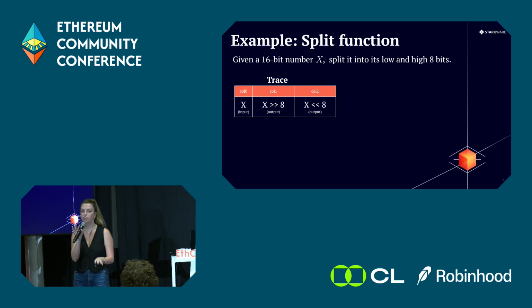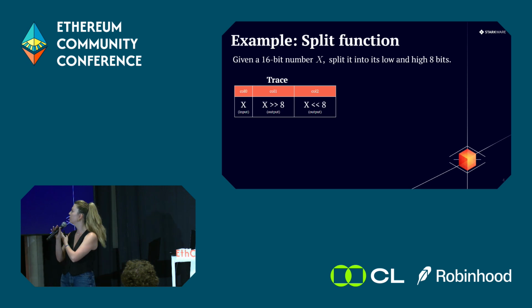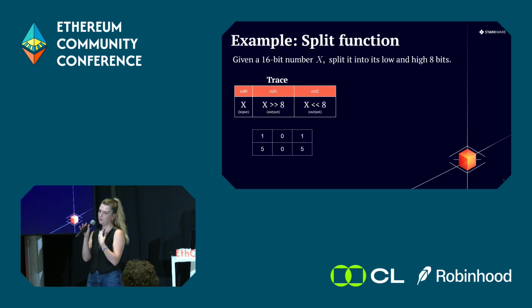Anyway, I just want to mention that this is only the recipe. In the trace, the prover writes down the actual values. So if I needed to calculate the split function on the value 1, I would write in the trace, or rather Stwo, the prover, would write 1, then 0, and then 1. And if later I needed to calculate the split function on the value 5, I would write 5 and then 0 for the higher part and 5 again for the lower part.